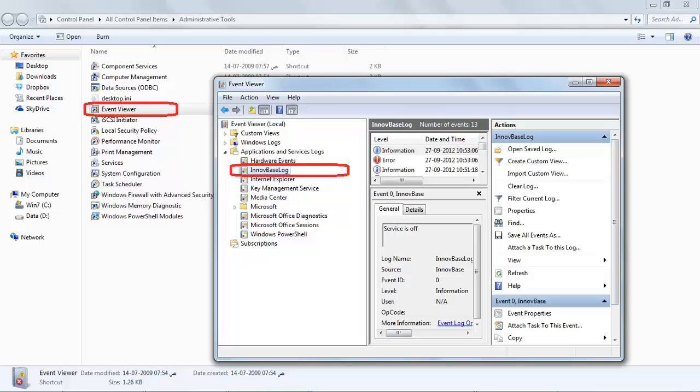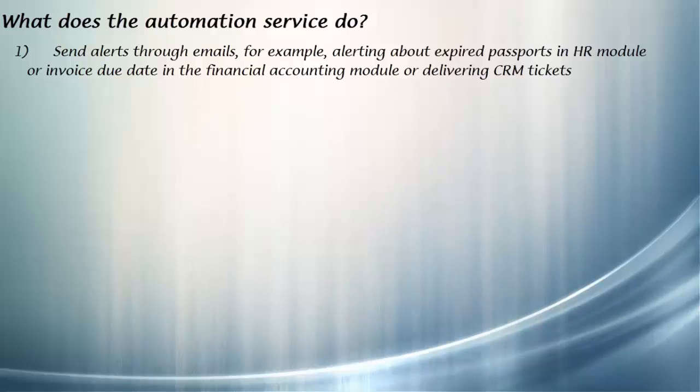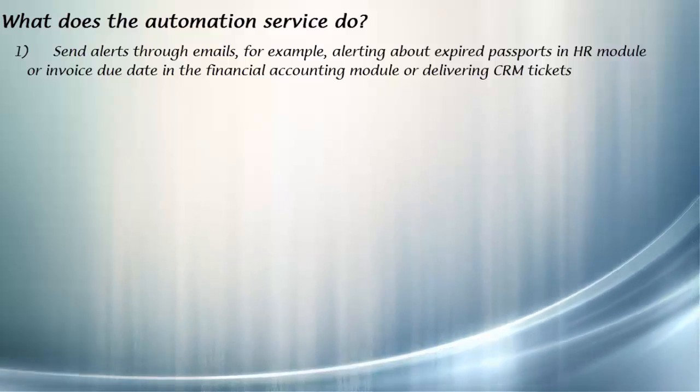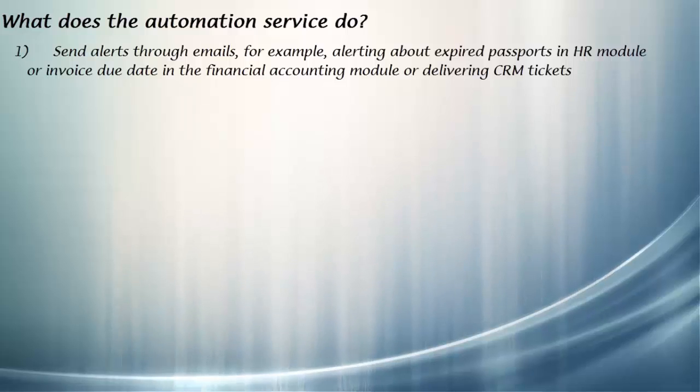Automation service in InnovBase works on the server around the clock and has a log that can be viewed to display all events: starting the service, stopping the service, and completed tasks performed. What does the automation service do? First, send alerts through emails, for example alerting about expired passports in HR module or invoice due date in the financial accounting module or delivering CRM tickets.